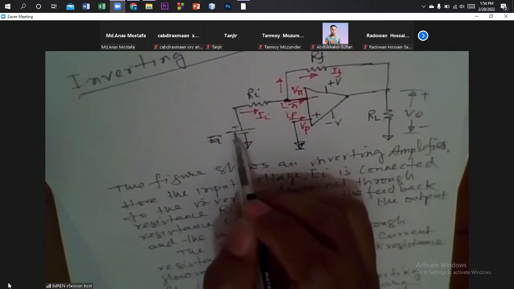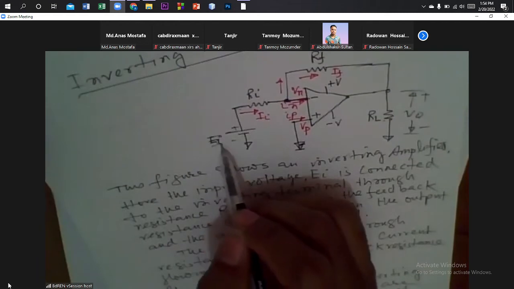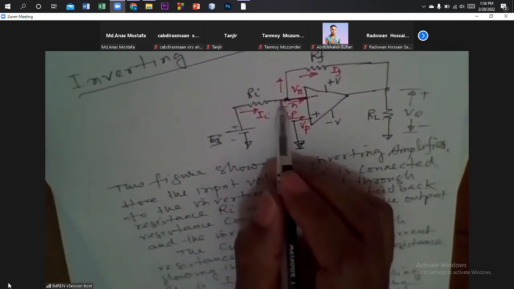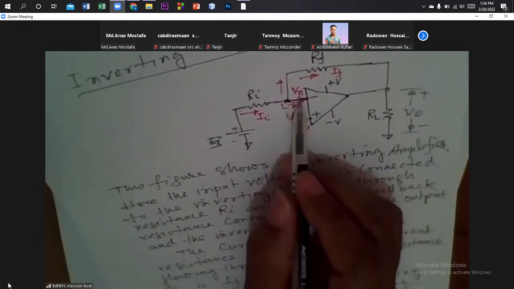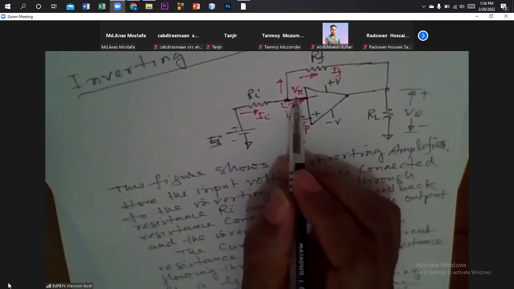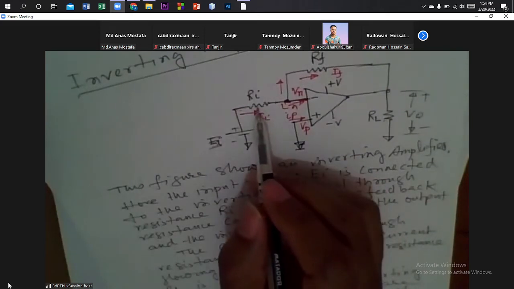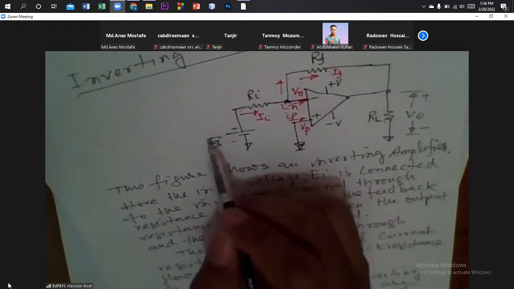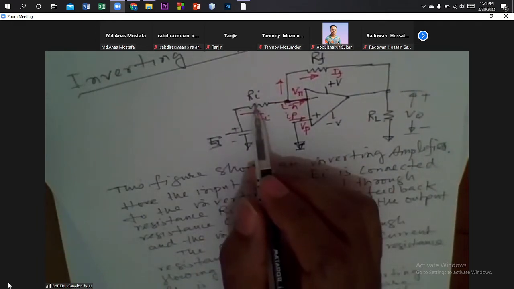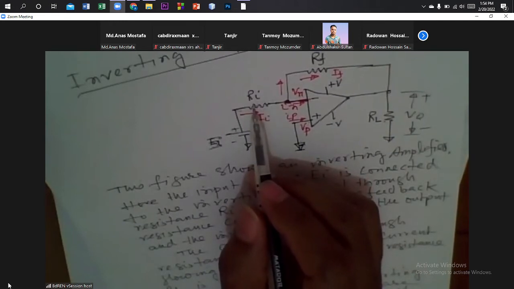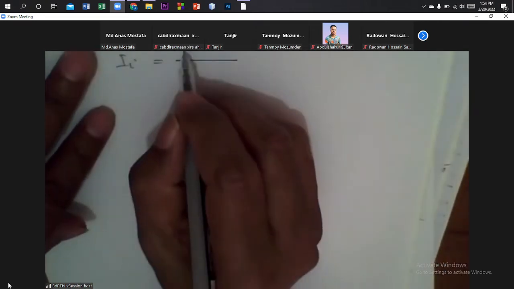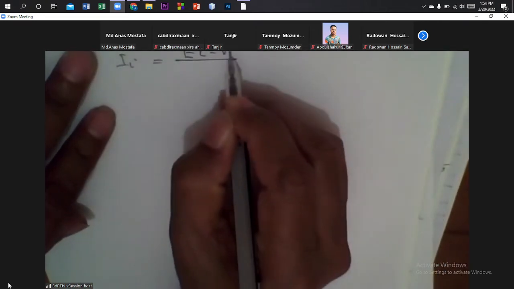Positive, sir. Positive value ei. And this side voltage, you come here, this is the VN, sir. Vn. So what will be the difference voltage? ei minus Vn. So ei minus Vn divided by Ri. Clear? Clear, sir. Okay. So write it down: ei minus Vn divided by Ri.